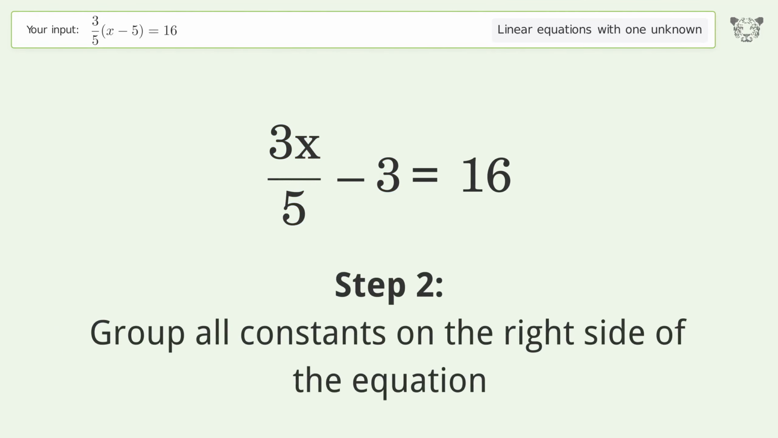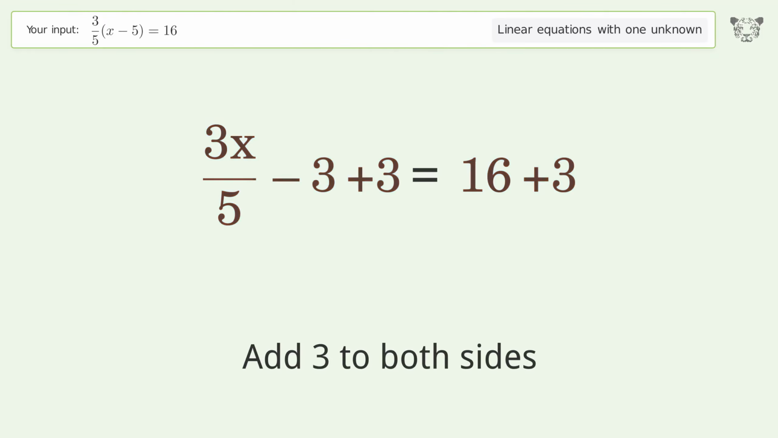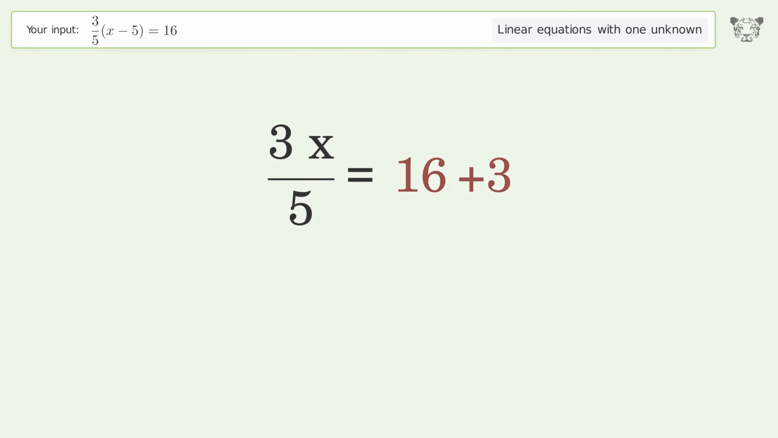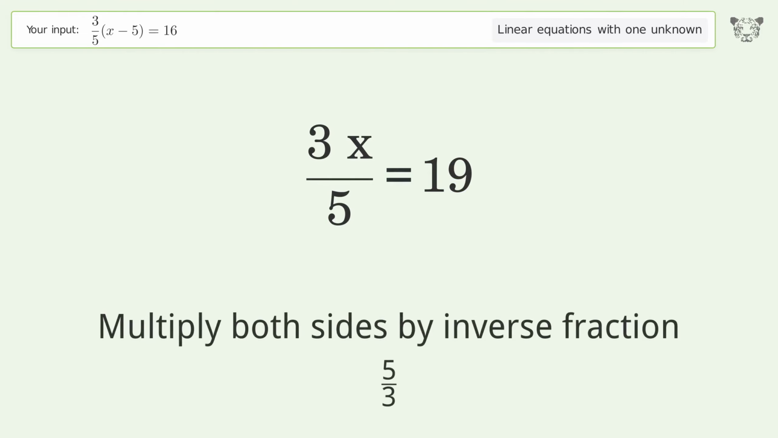Group all constants on the right side of the equation. Add 3 to both sides. Simplify the arithmetic. Isolate the x. Multiply both sides by inverse fraction 5/3.